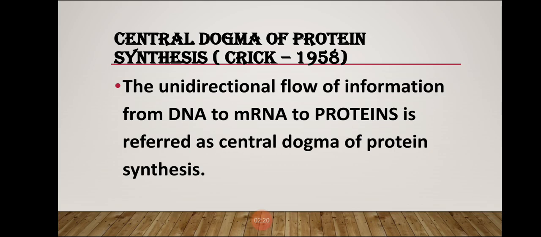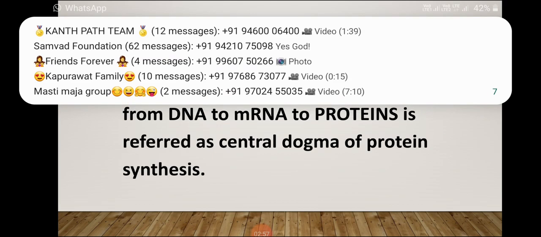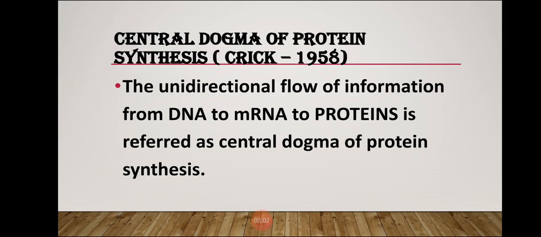The definition of central dogma is: the unidirectional flow of information from DNA to mRNA to proteins is referred to as the central dogma of protein synthesis. Unidirectional means one-way flow of information. When the information flows from DNA to mRNA and from mRNA to protein, it cannot be reversed back. This process was discovered by Crick in the year 1958. This is the same Francis Crick who discovered the structure of DNA and the semi-conservative model of replication of DNA.